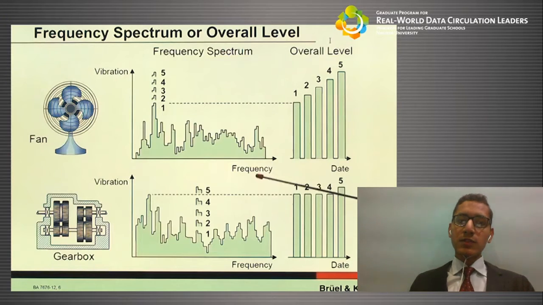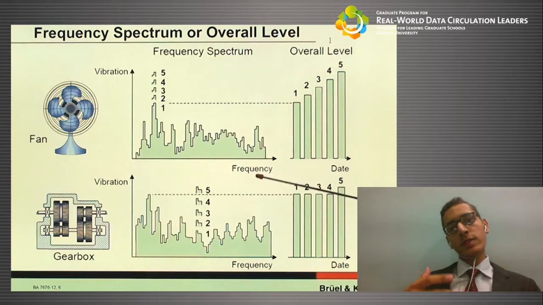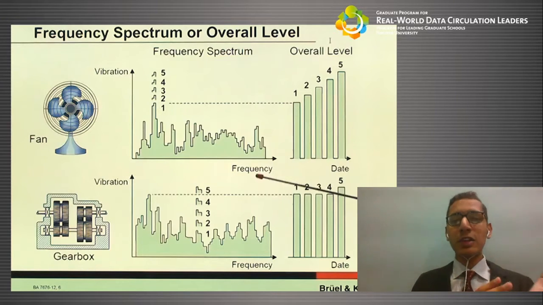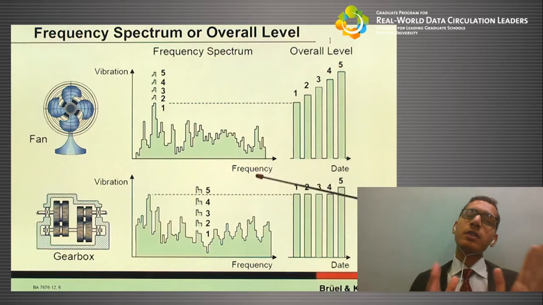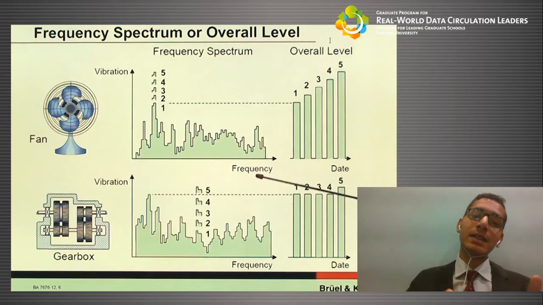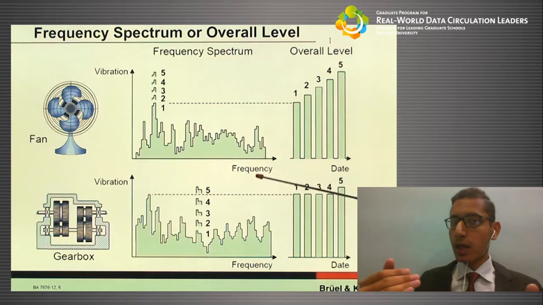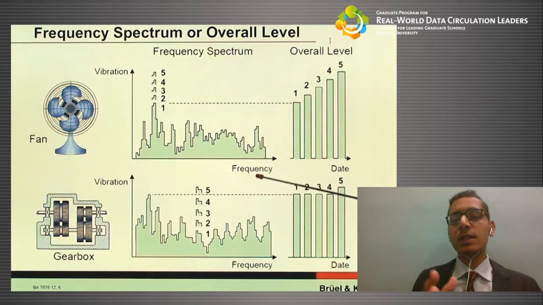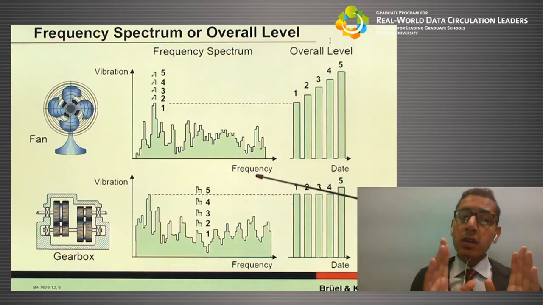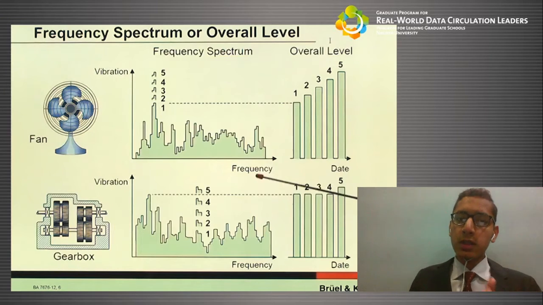Now we have frequency spectrum or overall levels. In the frequency spectrum, in the first figure, we see the example of a fan. Now there's vibration and frequency. And there is one component whose frequency is relatively increasing with time. So it means that that part is damaged. It is giving more vibrations than required. So in order to keep our system functioning properly, we change that part. And we get this figure by using special sensors that we will discuss in detail in the coming slides.